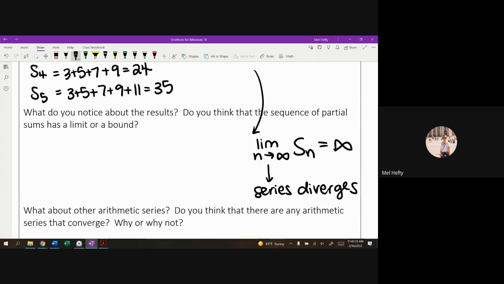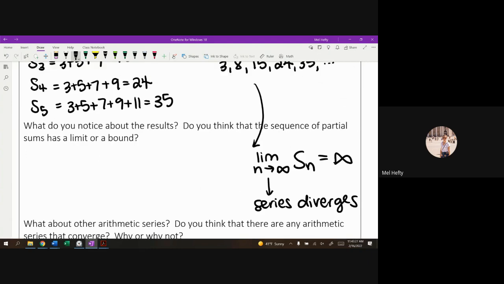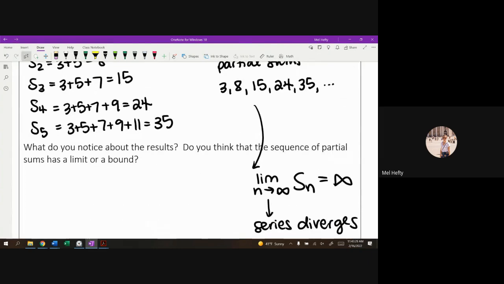Now, what that means for me is if I'm adding up infinitely many numbers here, I take 3 plus 5 plus 7 plus 9 plus 11. If I add all of those up, I'm not going to get a finite number. I'm going to get something that's too big. Exactly. Kind of. So let me see if I can make one real quick.